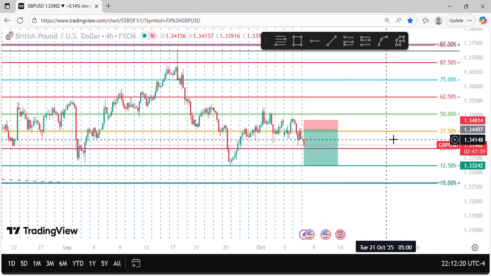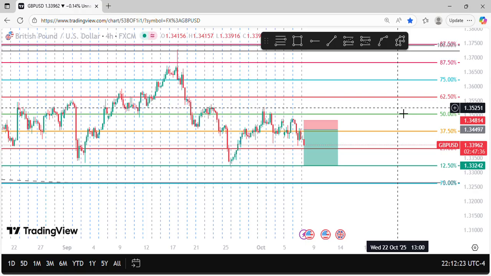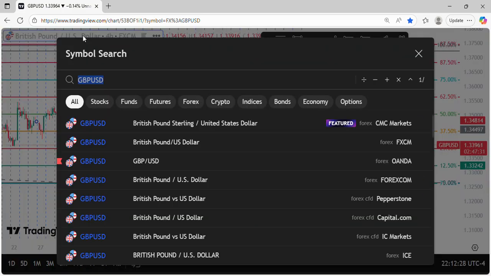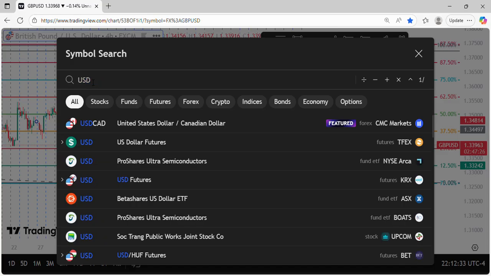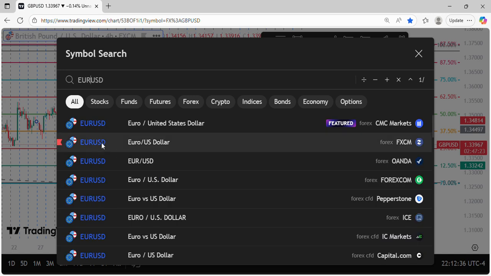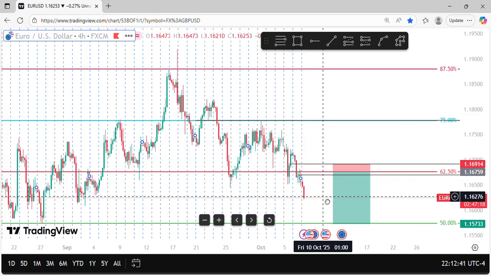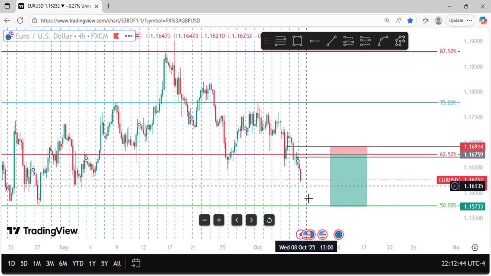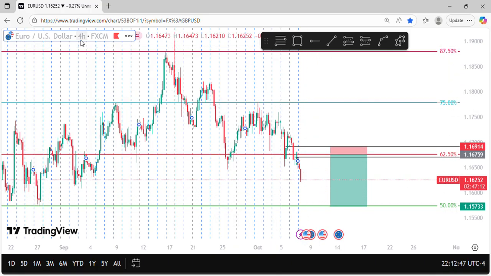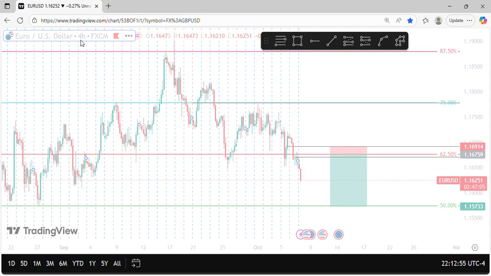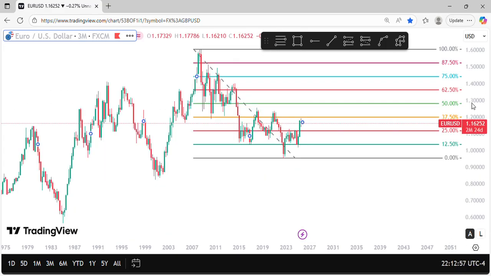Okay, so let me just quickly run the same for EURUSD, and then you can see already how the setup is also playing over here. Okay, so now for EURUSD, let's move into the 3-month chart for us to look at something.